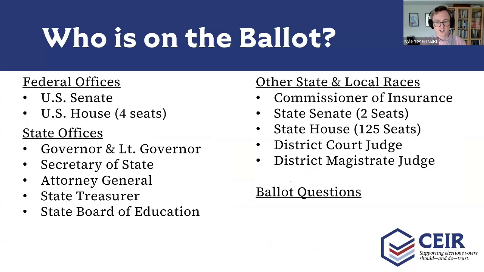This slide shows races that are going to be on both ballots. Several federal offices, including races for U.S. Senate and the U.S. House, several state offices: governor, lieutenant governor, secretary of state, attorney general, treasurer, and state board of education. Various other state and local races, as well as some ballot questions, may appear on either of these ballots for voters in Kansas.